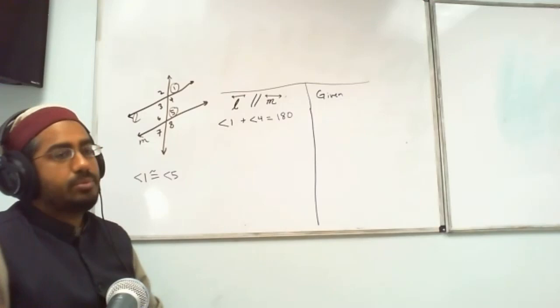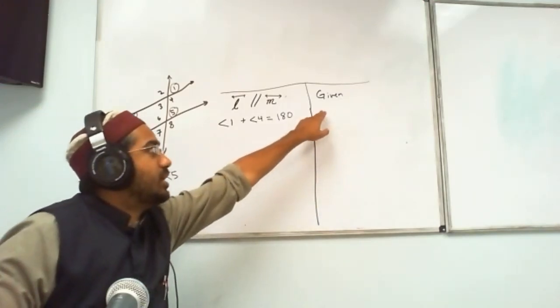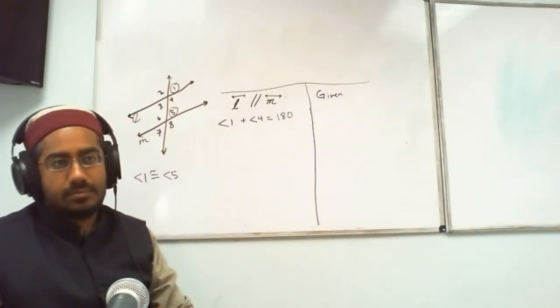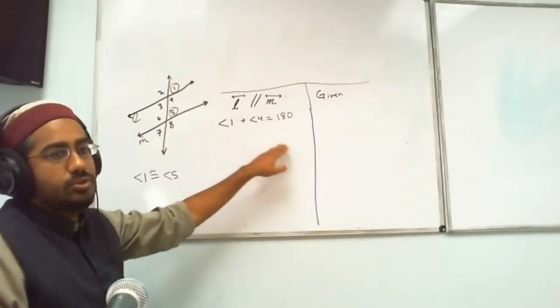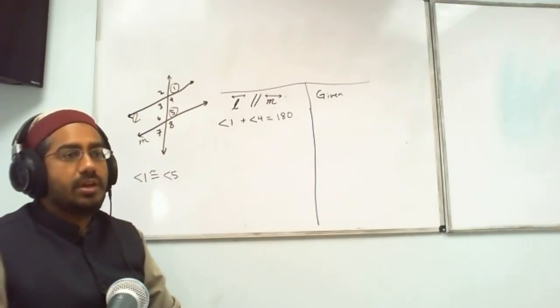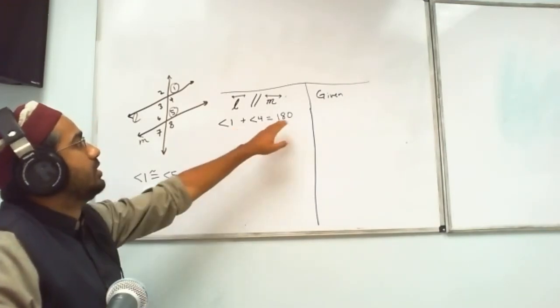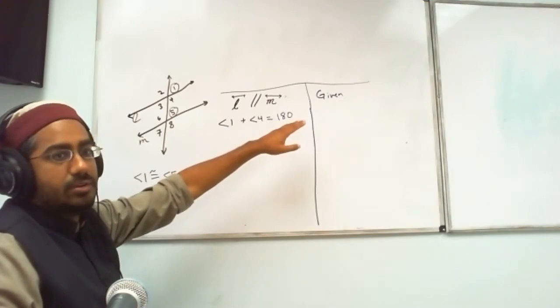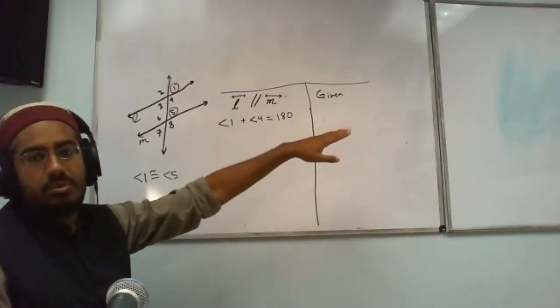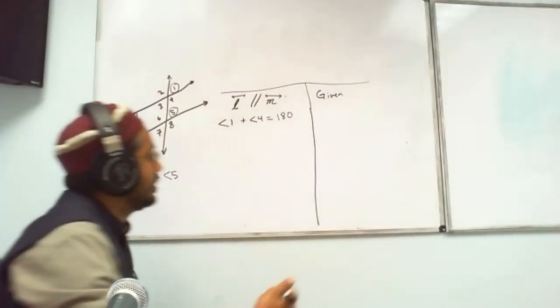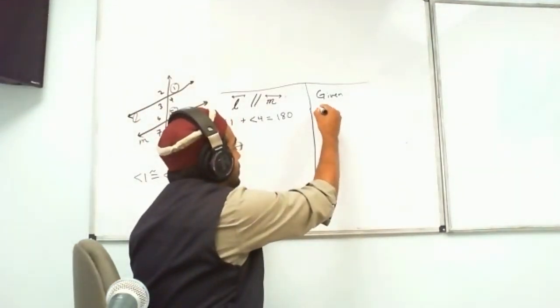Yeah, so they're linear pairs. What is the reason that I would write over here? Angle 1 and angle 4 are linear pairs. They are a linear pair, but it's officially called the definition of supplementary angles. So you could write that these are supplementary angles.